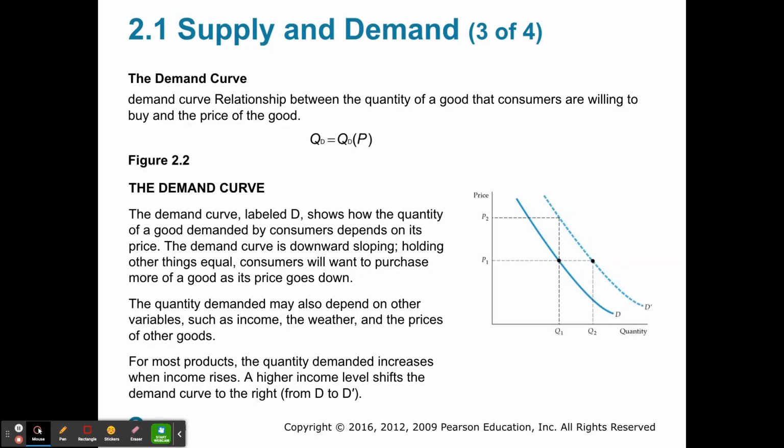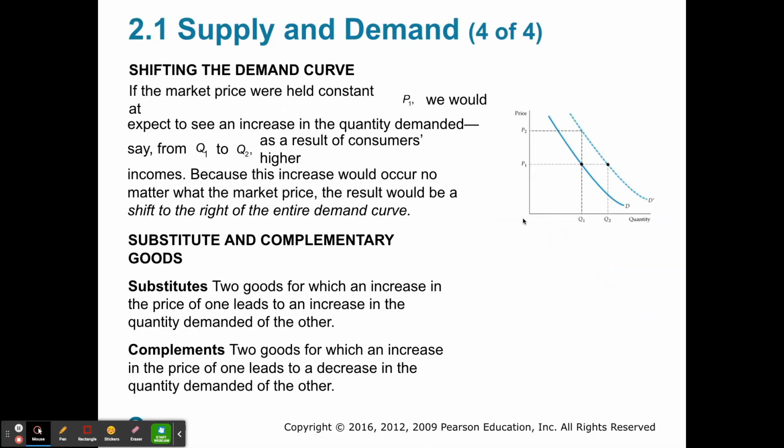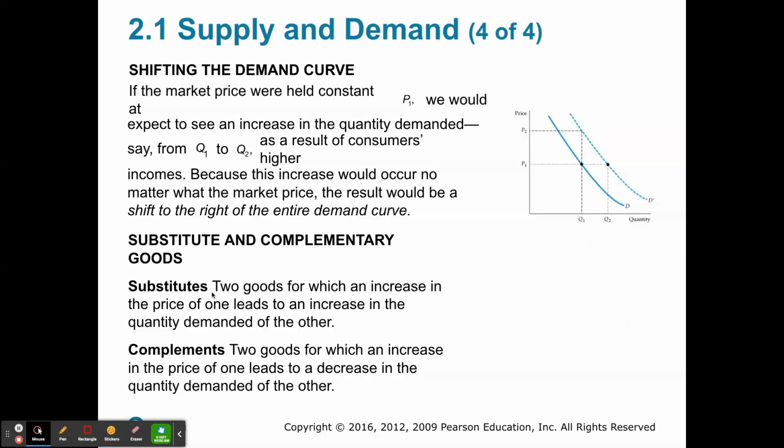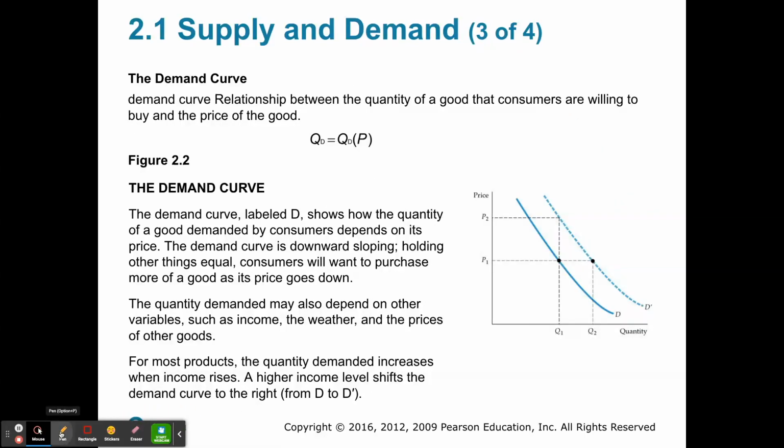And for the demand curve, the counter to this, the demand curve is downward sloping. The demand curve reflects how much of the product the consumer would want based on the price. So when the price is high, the consumer doesn't want as much, and as the price goes down, they want more.